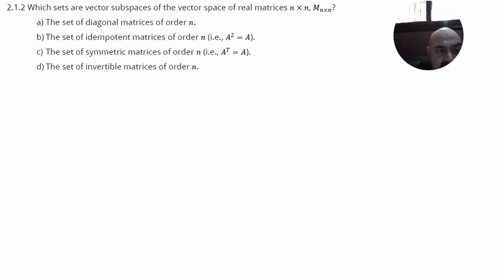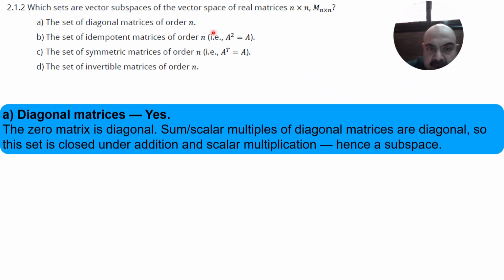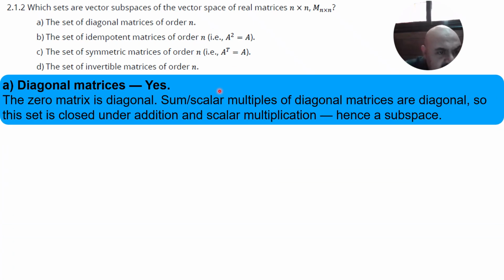Okay, he's asking you which sets are vector subspaces of the vector space of real n by n matrices. So I'm talking now about the set of square matrices, and I'm discussing these special cases. Number one, the set of diagonal matrices of order n. And this is really very easy. Yes, it's a diagonal, and it will represent a subvector space.